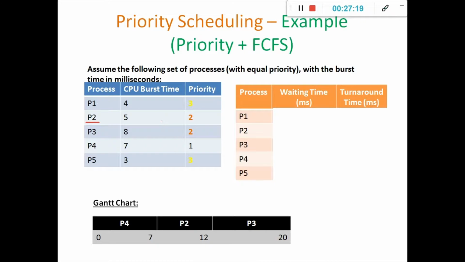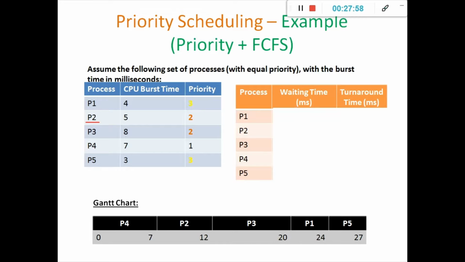Then you have to compare P1 and P5 because these processes have the same priority, which is priority number 3. Among these two, P1 has come into the ready queue first. So you have to first complete P1 and then move to process P5. P1 has 4 as the CPU burst time, so 20 plus 4 is 24. Then P5, which has 3 milliseconds as the CPU burst time, so 24 plus 3 is 27.